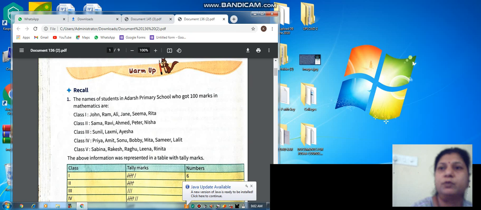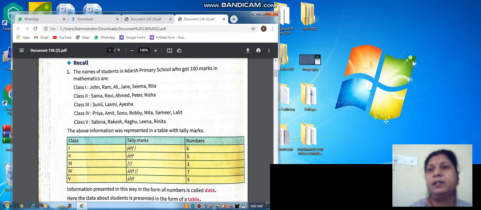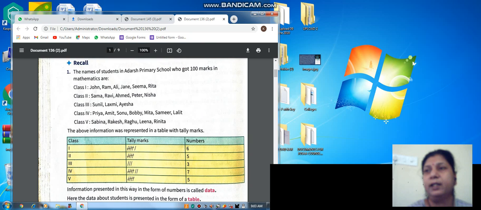Before that, I will tell you the definition of data. The information given is called the data. In the recall exercise, we studied the tabular form of given information, right? In tabular form, we make three columns. In the first, we write the class or numbers, and the second will be the tally marks. So what are tally marks? These are slanting lines which represent each item.